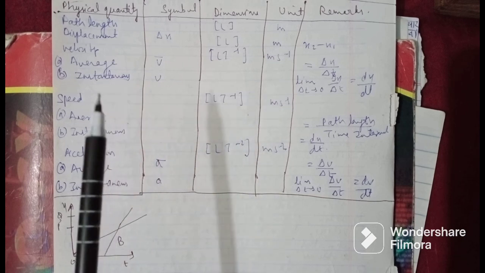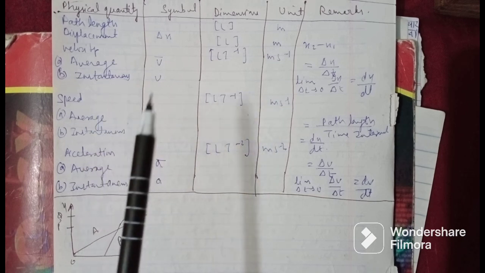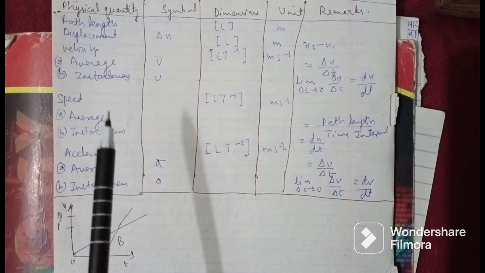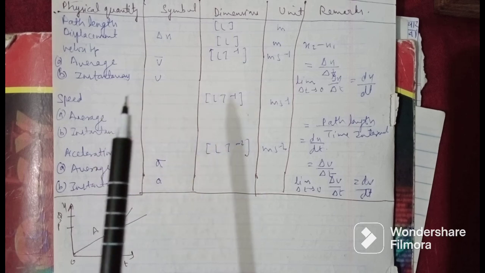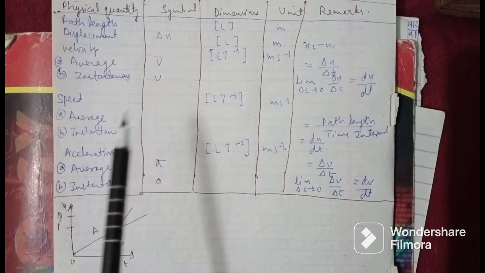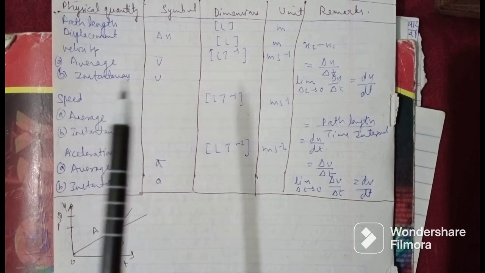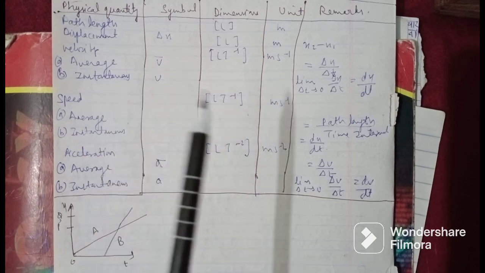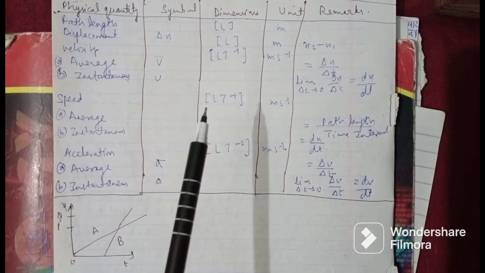The 13th question is: explain clearly, with examples, the distinctions between the following. The first is the magnitude of the displacement, sometimes called distance, over an interval of time, and the total length of the path covered by a particle over the same interval.